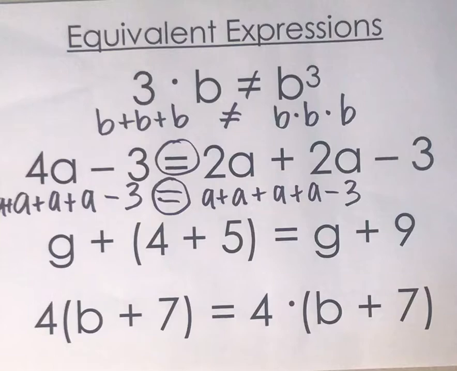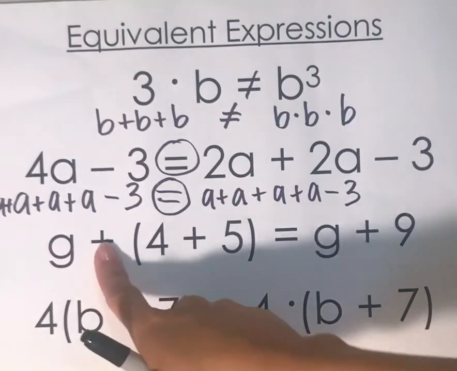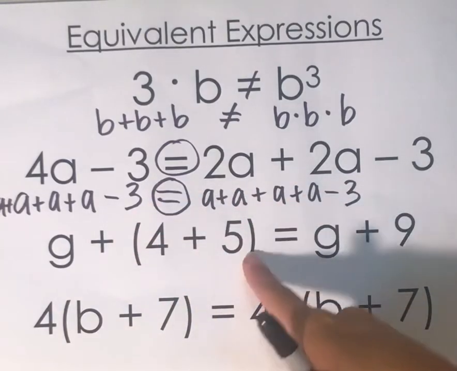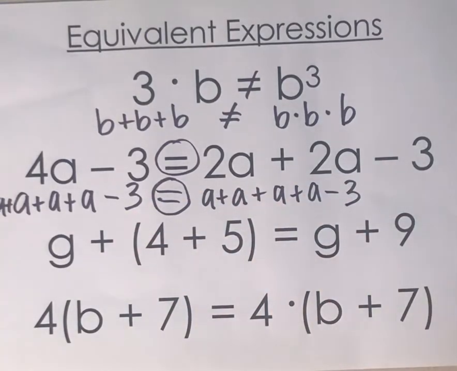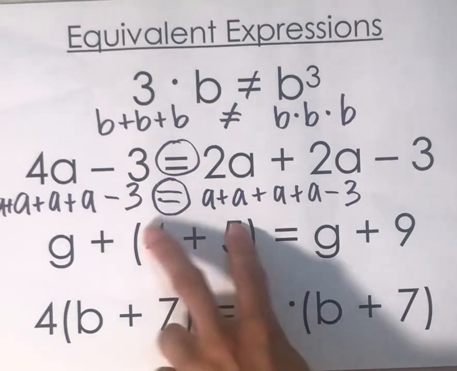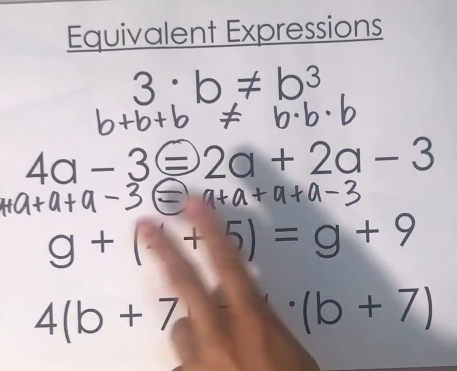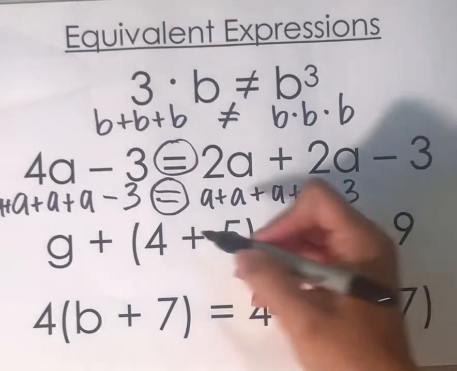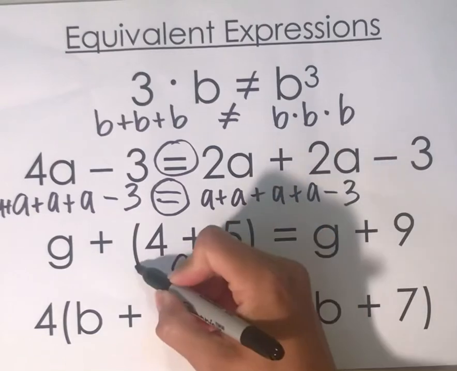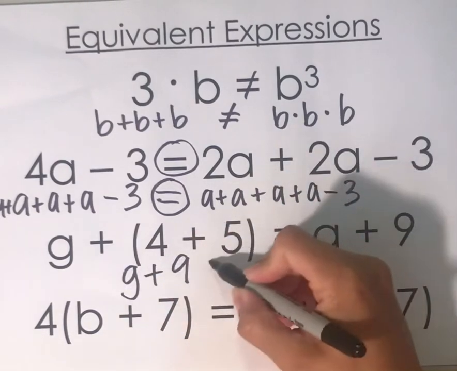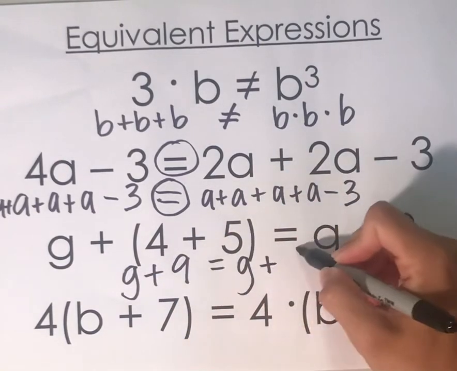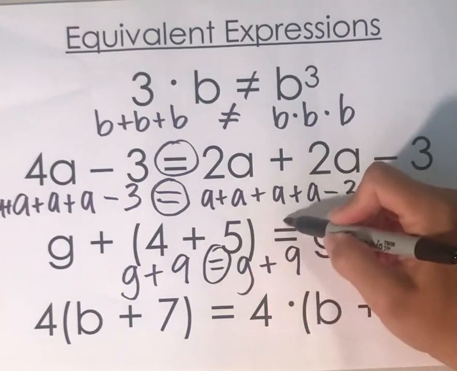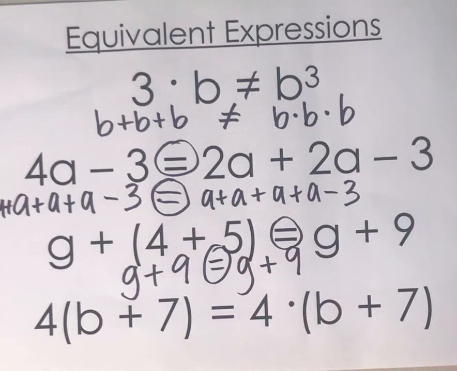All right, next one. Down below, this time we have parentheses. So let's take a look and see if g plus 4 plus 5 in parentheses is equal to g plus 9. On this one, it's kind of like order of operations. So I can combine these two numbers together. I can do 5 plus 4, and 5 plus 4 is 9. I bring the rest down, and as you can see, they match on each side. So these are equal to each other.